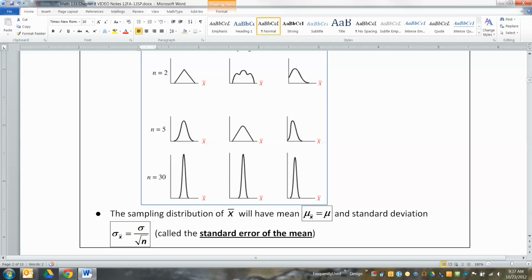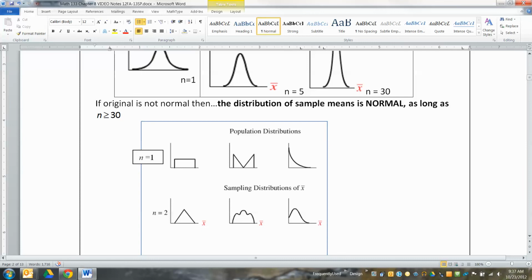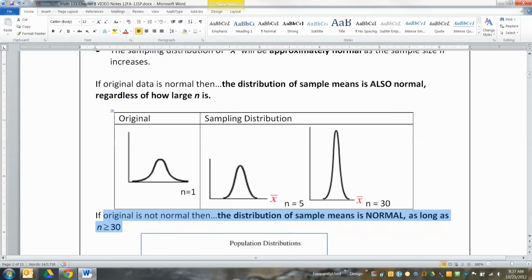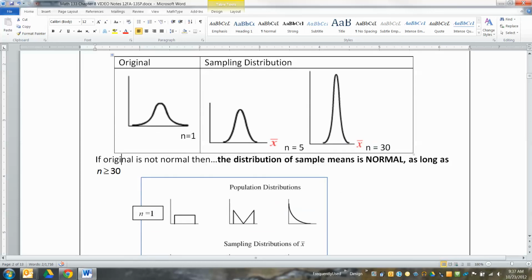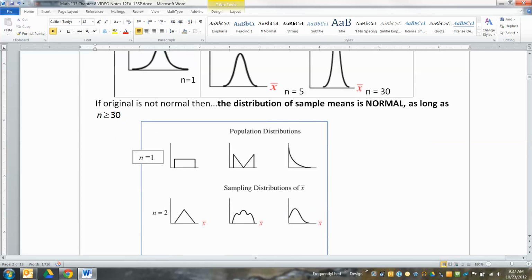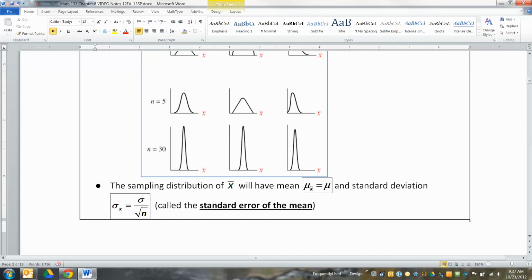Now, we're fudging that a little bit, and if you go on to higher level stats, you'll find out there are ways around it. Sometimes you need bigger than 30, sometimes 2 is enough, whatever. But for our class, we're going to say n is equal to 30. So if the original data is not normal, then the distribution is normal as long as n is bigger than 30. Okay? All right, so if it was normal to begin with, then it's normal no matter what. n is 2, n is 5, whatever. If it's not normal to begin with, then we need n equal to 30.